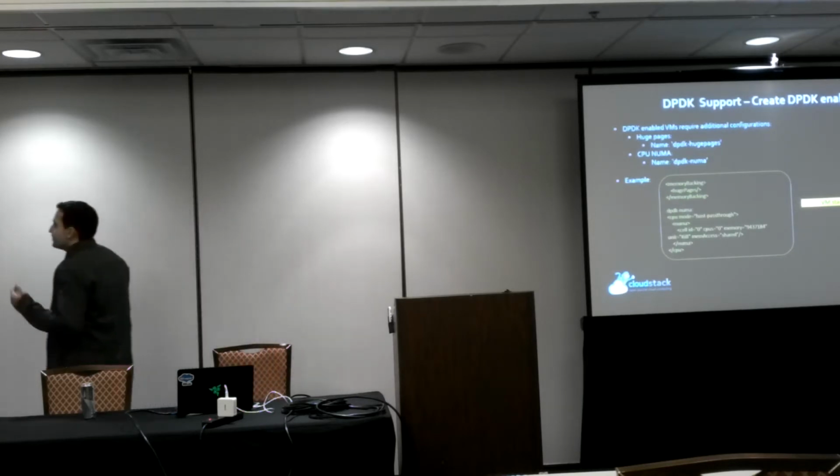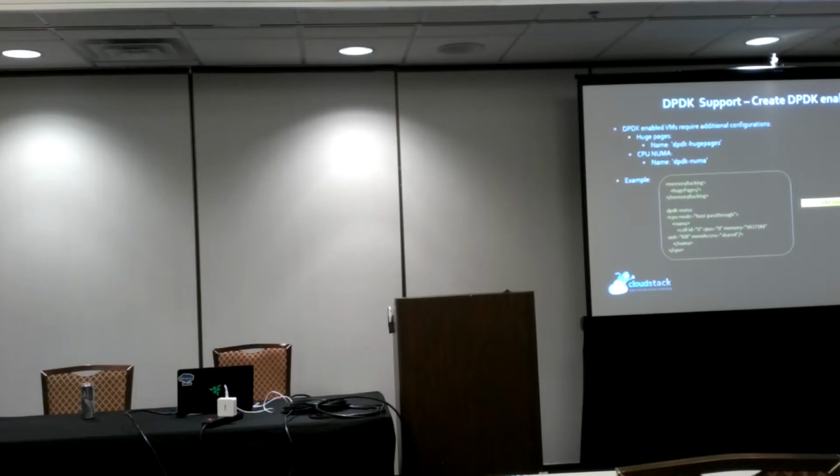Okay, so in a very high level scheme or diagram, DPDK needs two configurations to be added: the huge pages, as I mentioned, and CPU and NUMA. Those are the two configurations that need to be passed. And those two configurations need a special name, which I'm going to show you in a few seconds, so the CloudStack agent will know that it should be a DPDK enabled VM.